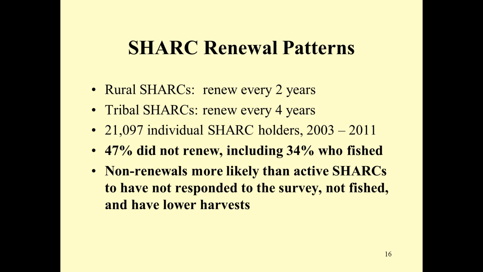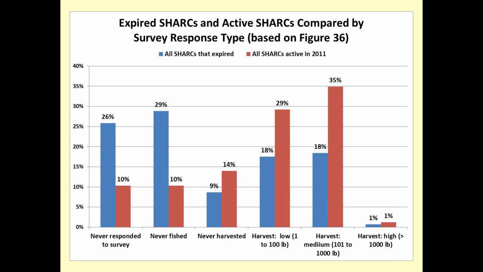But what we found in this analysis is that people who had not renewed their cards were more likely than those who are still actively engaged in the program to have not responded to our survey at all, to have not fished, or to have had lower harvests. The next graphic basically shows that: if you look at the second set of bars, 29% of the SHARC cards that have expired never reported fishing to us, while of those who have active SHARCs now, only 10% have never fished. So what this basically shows is that early in the program, a number of individuals obtained SHARC cards because they were interested in perhaps trying out the fishery and never did.